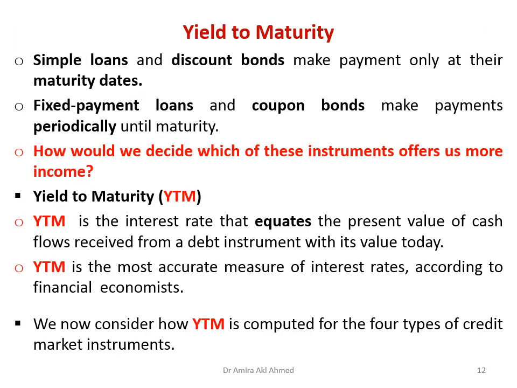The aforementioned types of credit instruments require payments at different times. Simple loans and discount bonds make payments only at their maturity dates, whereas fixed payment loans and coupon bonds make payments periodically until maturity. Thus, a relevant question is, how would we decide which of these instruments offer us more income? They all seem different since they have payments at different times. To tackle this problem, we use the concept of present value, which has been discussed earlier, to provide us with a procedure for measuring interest rates in these various types of instruments.